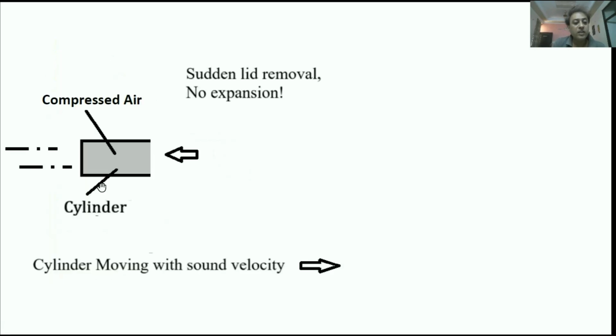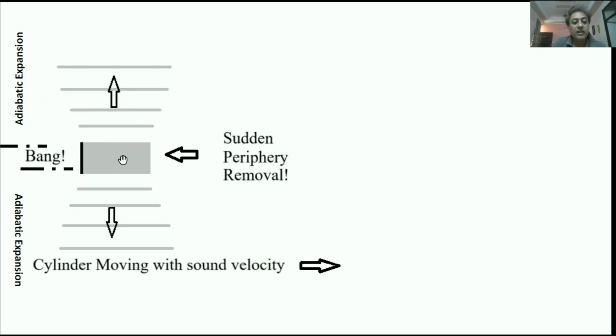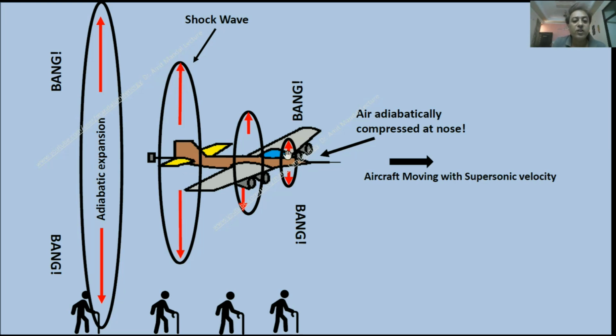Now take the same case where the cylinder contains compressed air and is moving with the velocity of sound, and the gas is unable to expand because the cylinder is moving with the velocity of sound. In this case, if the peripheral surface is removed, then the gas has the opportunity to expand, because the cylinder was moving with the velocity of sound in the x direction, however, in the radial direction there is no movement. So the compressed gas can move in the radial direction like this. The bang will be there, expansion will take place, and it will start moving with the velocity of sound, however, in the radial direction. The same thing happens with the aircraft which is moving with the velocity of sound.